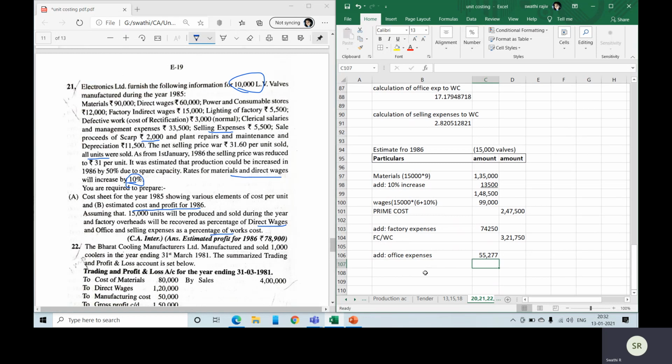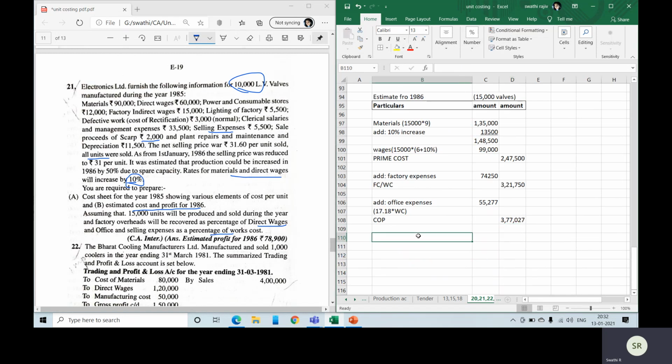55,277. You can take this as... So my calculation will be 17.18 into works cost. Now this will give me something called cost of production, and my cost of production is my works cost plus office expenditure. And after which in this question I also have selling expenses. This percentage also I found out; my selling expenditure is a part of my works cost itself.